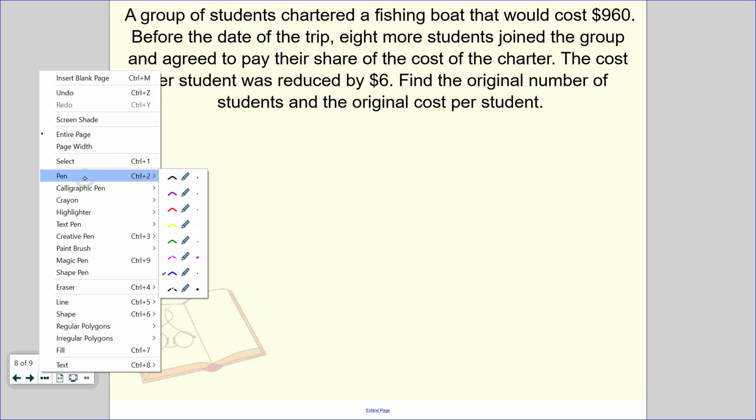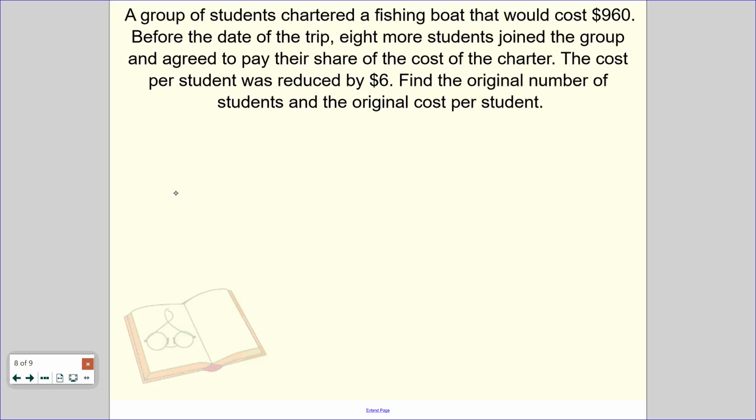Last example. A group of students chartered a fishing boat that would cost $960. Before the date of the trip, 8 more students joined the group and agreed to pay their share of the cost for the charter. The cost per student was reduced by $6. Find the original number of students and the original cost per student.